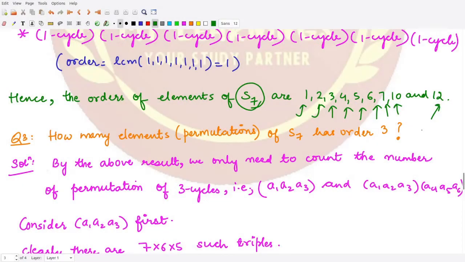Now the next question is, if we select this order 3 here, how many such elements would be present? That is, out of these 5040 elements, how many have order 3? So let's calculate this using the result.